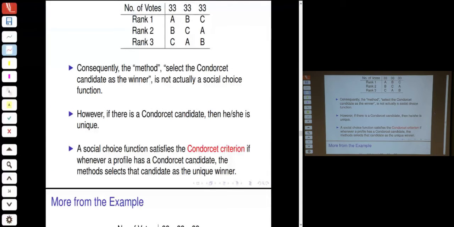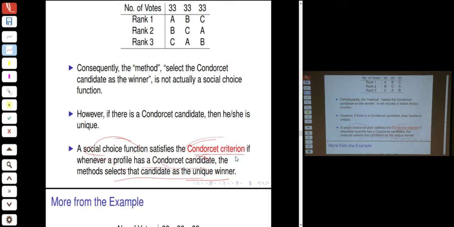And a social choice function satisfies the Condorcet criterion if whenever a profile has a Condorcet candidate. So, a profile of voting preferences need not always have a Condorcet candidate, but whenever a profile has a Condorcet candidate, the social choice function, if it satisfies the Condorcet criterion, selects the Condorcet candidate as the unique winner. So, the point is that a Condorcet winner does not always exist, but a social choice function is said to satisfy the Condorcet criterion if it always selects the Condorcet winner if one exists.